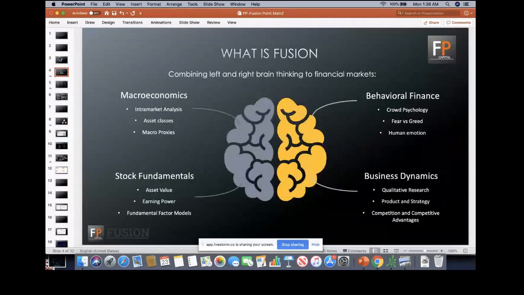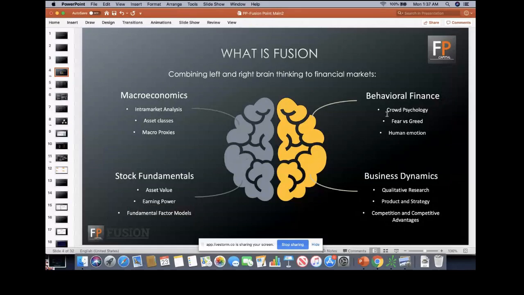Just a little bit about Fusion, what I do. It used to be combining fundamentals and technicals, but it's really branched out now into the behavioral side. And so I think of it as combining the left and the right side of the brain. I'm going to skip the macro side and just focus on stock fundamentals today, the factor models I use, behavioral finance, which is a very big piece now of what I'm doing, and then the business dynamics.